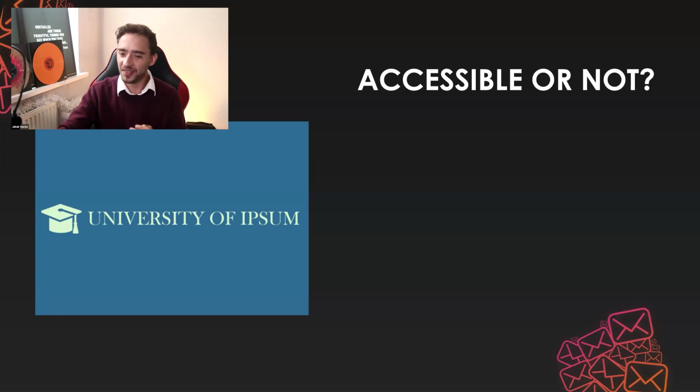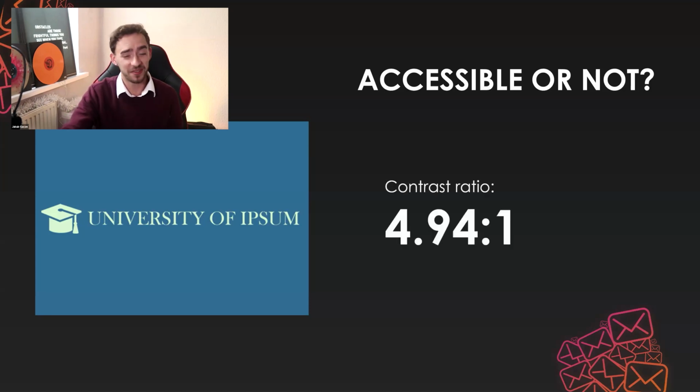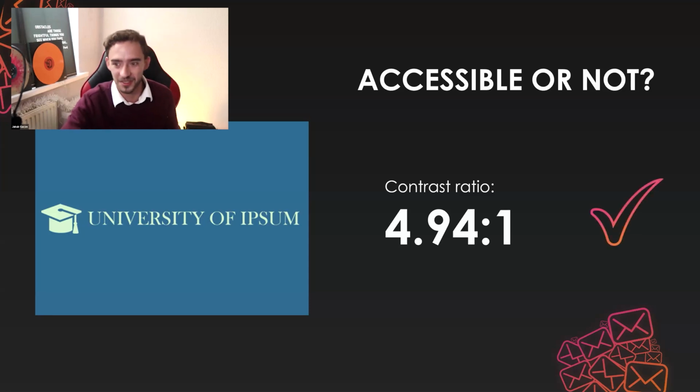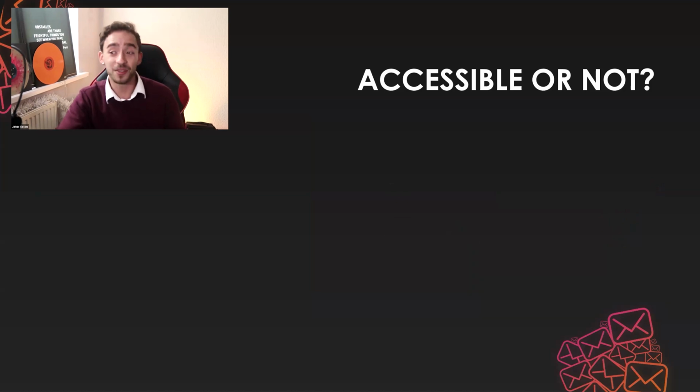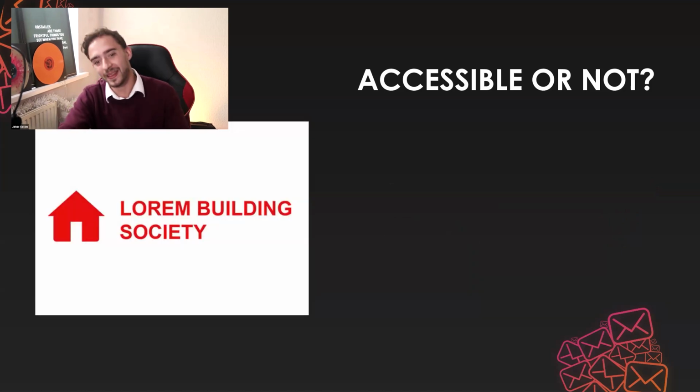Quite a contrast from the last answer, because actually, these are the exact same colors you saw in the previous example, just reversed, the top 2 round. So it's the exact same contrast ratio if you were to use a contrast checker, and yes, it is accessible. It's very interesting that we got different results on essentially the same question. Let me know if any of you spotted that, by the way. Okay, so we have Lorem Building Society. Accessible or not? Question 6.